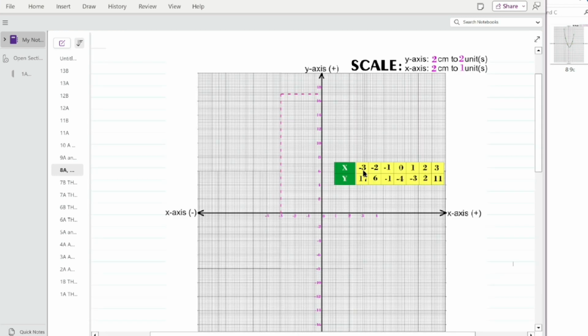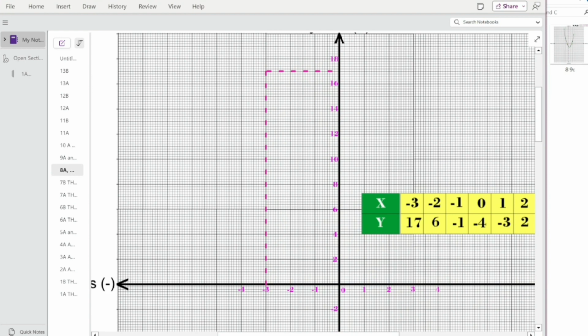Using the table we calculated, we'll start plotting the points. We start with the first one, which says when x is minus 3, y is 17. You know, x negative is on this side, this is minus 3, and our y is 17, which is up, on the positive part of the y-axis.